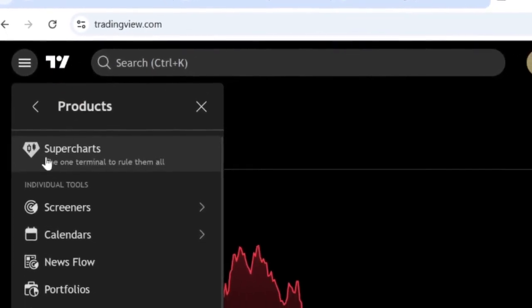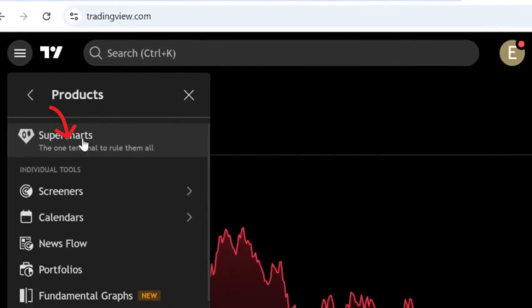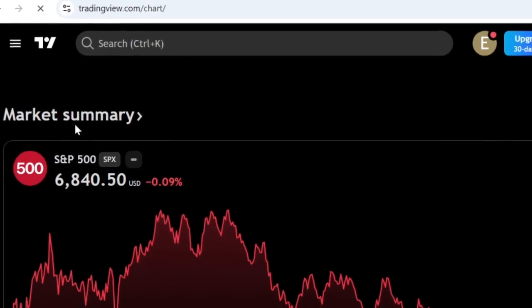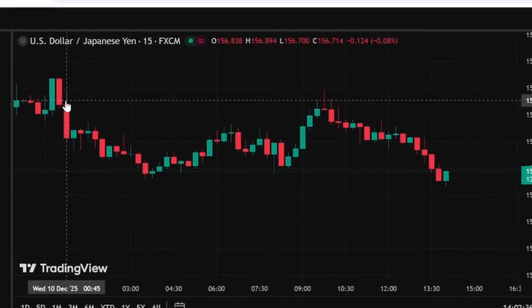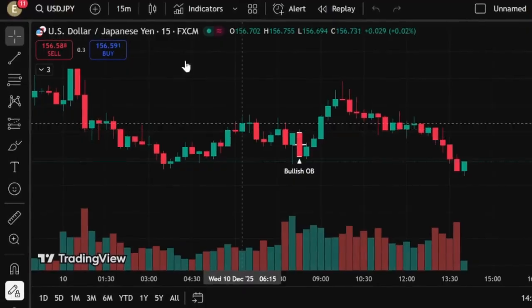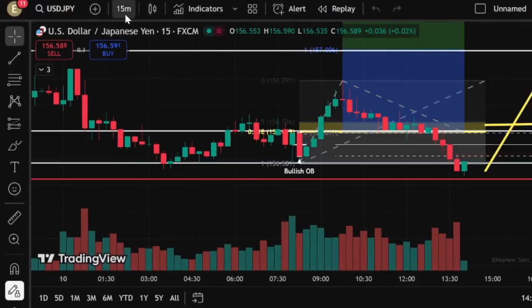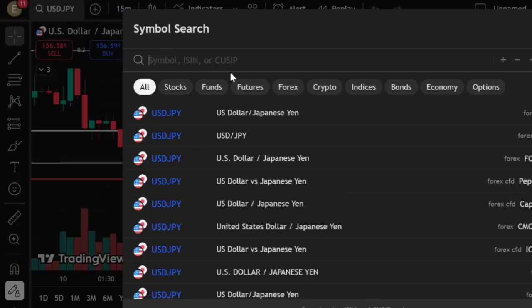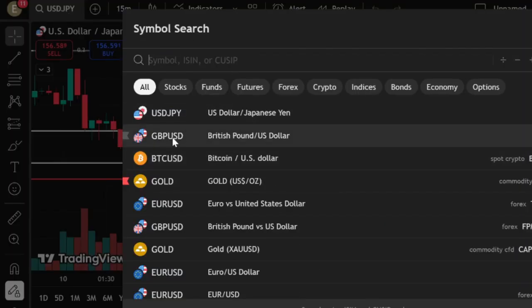Now you see where they write Super Chart. So click it. Once you click it, it will take you inside the chart where you can see various charts to analyze. You see it now. So here we are in the chart. You can see it for yourself right now. This is the chart. Here you can navigate through different assets. At this point you can search for any asset you're looking for.